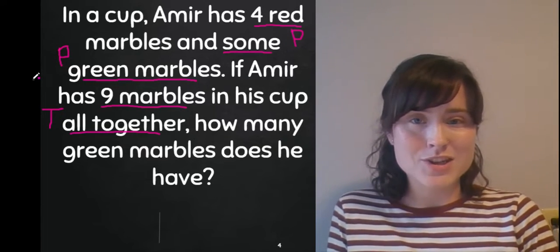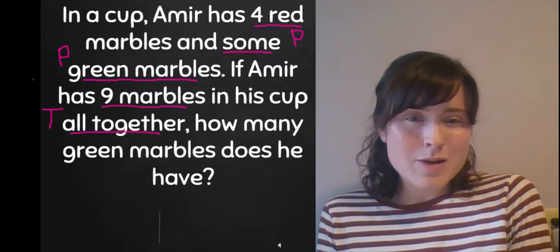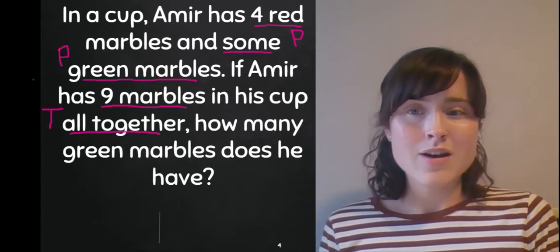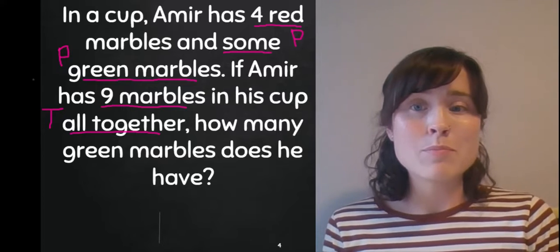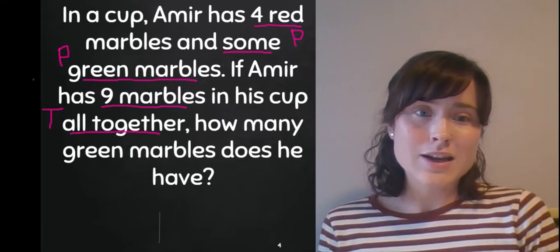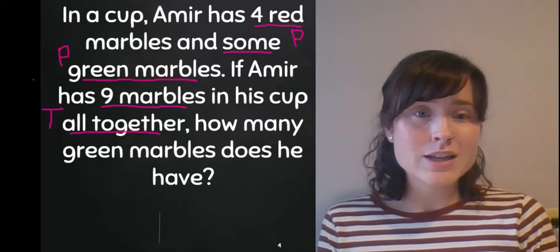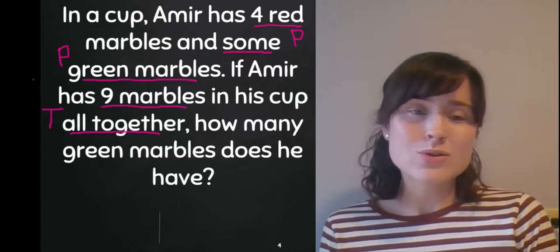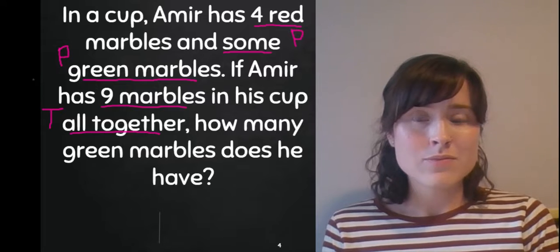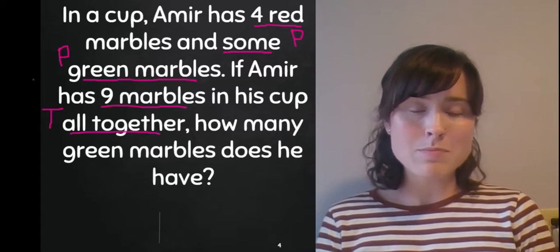Great job, mathematicians. Using what we thought about and what we labeled in our story, I want you to try to set up a bar model. That kind of looks like a rectangle, like a candy bar, to try to show the parts and the total in this story. You don't have to solve yet. Go ahead and set up that bar model on your paper.